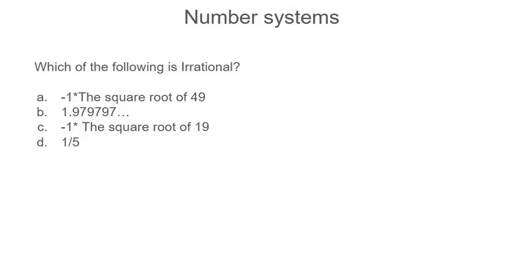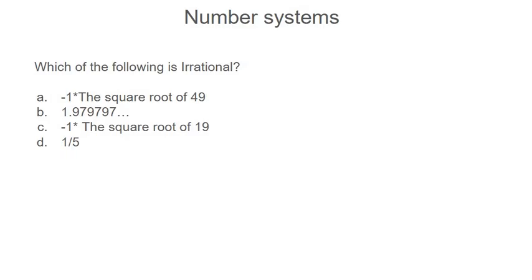Well, there's another, last type of problem, which we're going to cover. -1 times the square root of 49, 0.979797 and so on, -1 times the square root of 19, and 1/5. Which of these is irrational?